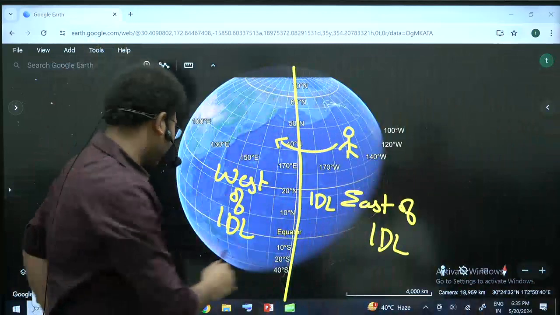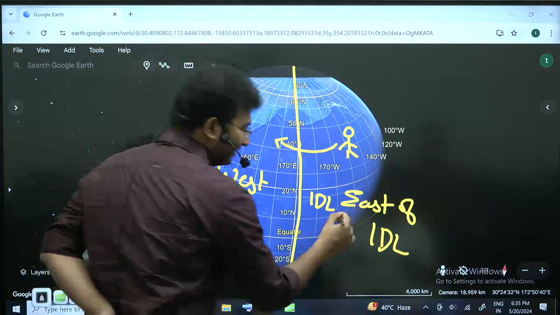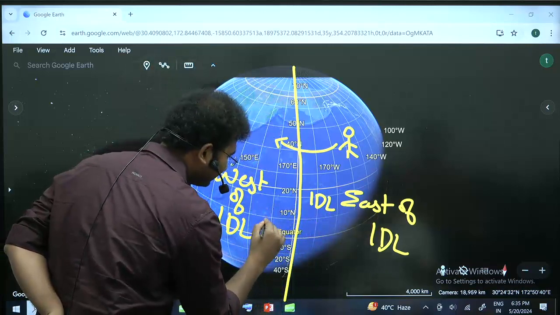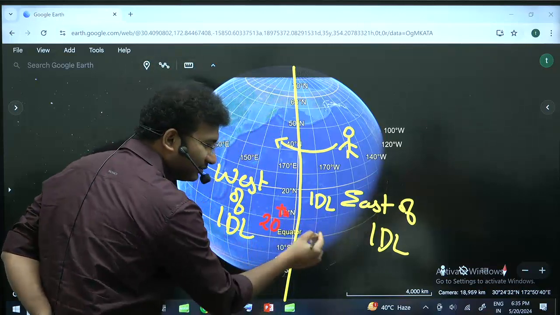चलो, I'll make it little more easier for you again. यहाँ पे the date is, what is today's date? 20th. Now what will be the date here?